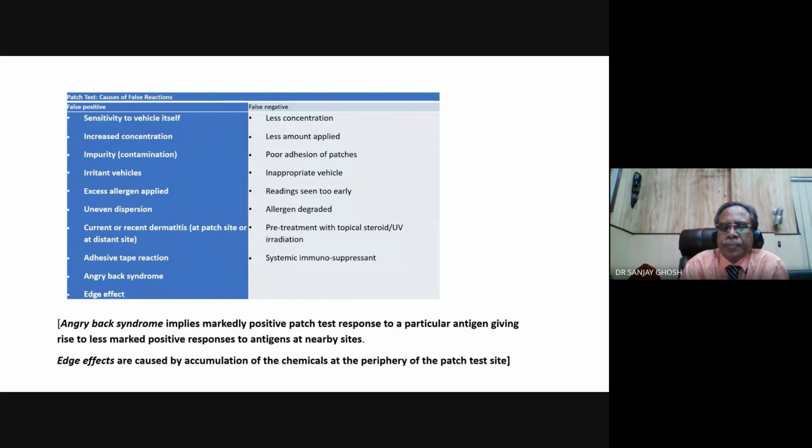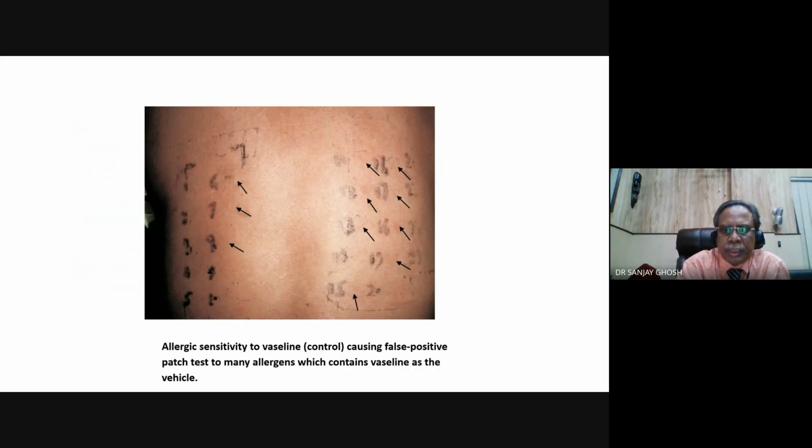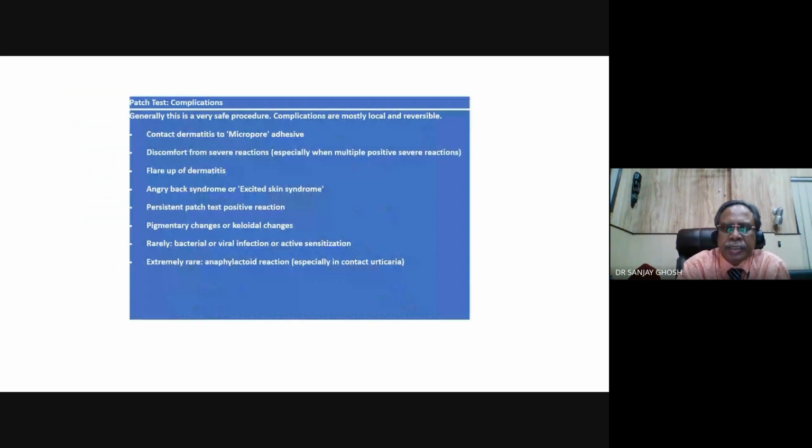These are false positives. And number 2, edge effect. Edge effect means that if you are not properly applying the material, you can get an edge effect at the border. You can get a false positive reaction. And sometimes a false negative if you are not applying firmly. So these are very sensitive, and I usually tell my students, this is an art, not only a science, of doing patch test. And this is actually the vehicle, Vaseline, causing allergy and many reactions.